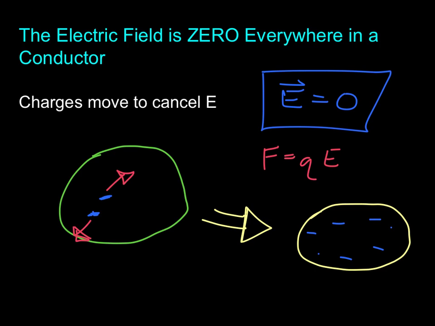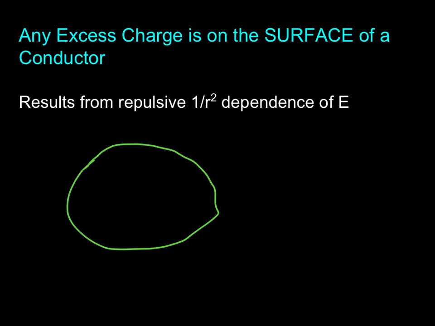Now the second property says that any excess charge is going to be on the surface. So where do these charges go? As you get farther away, what happens to the electric field? Right, so the farthest the charges can get away if they're confined to this conductor is on the surface. So all of the charges will reside on the surface of this conductor, just because they're trying to get away from each other.